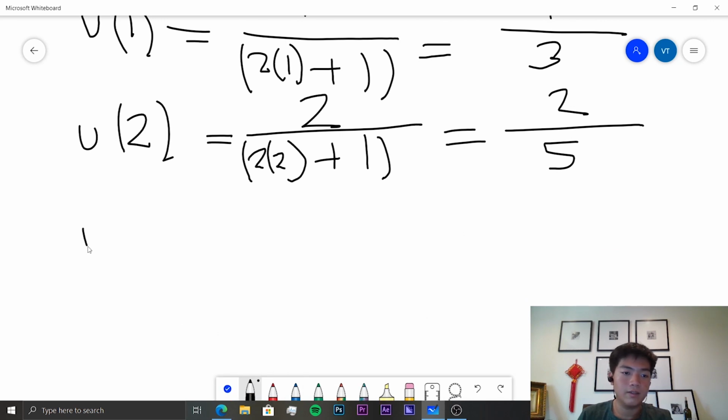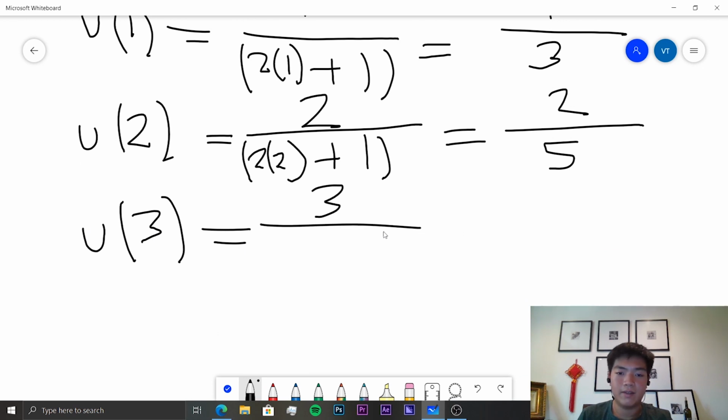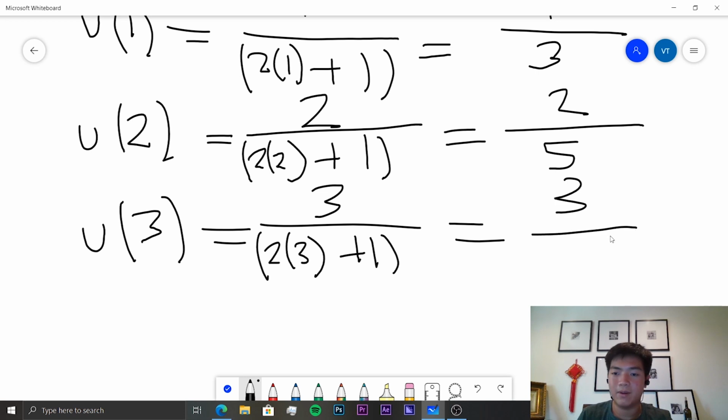So for our third term, this is equal to 3 divided by 2 times 3 plus 1, which is equal to 3 divided by 7.